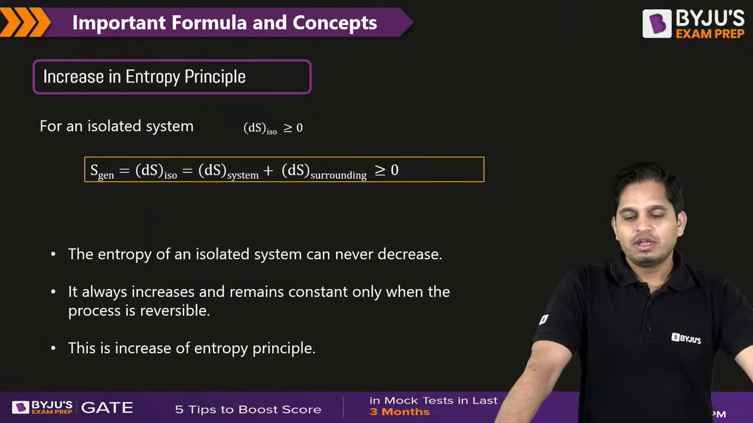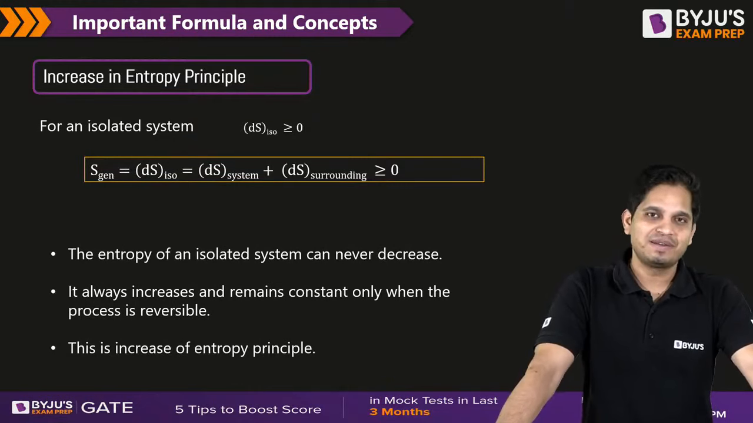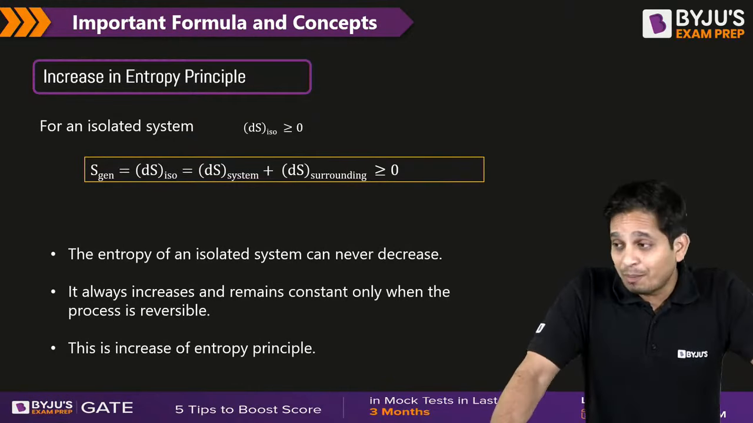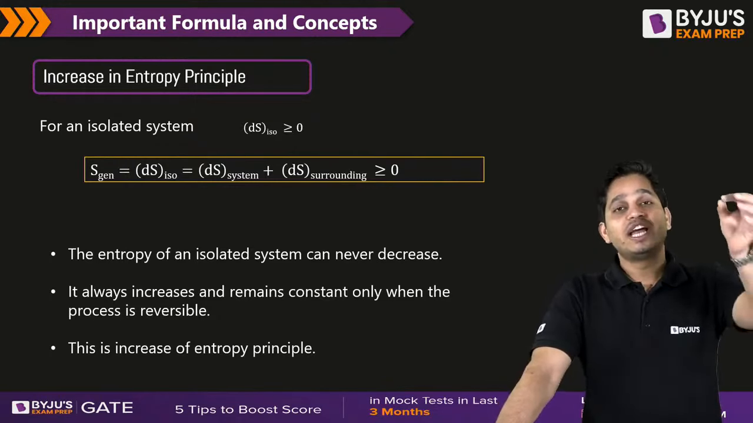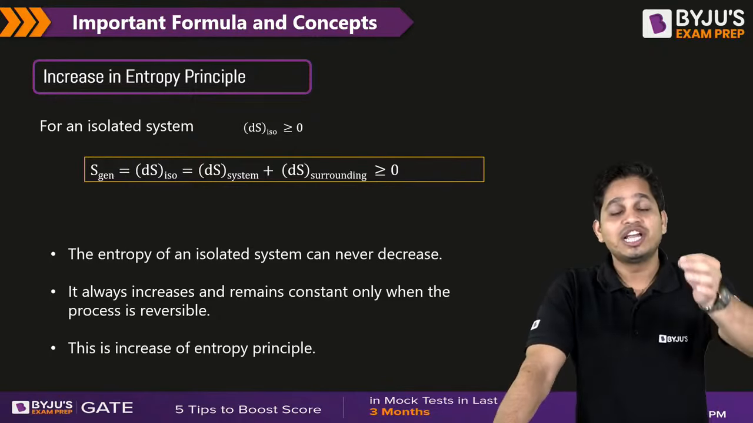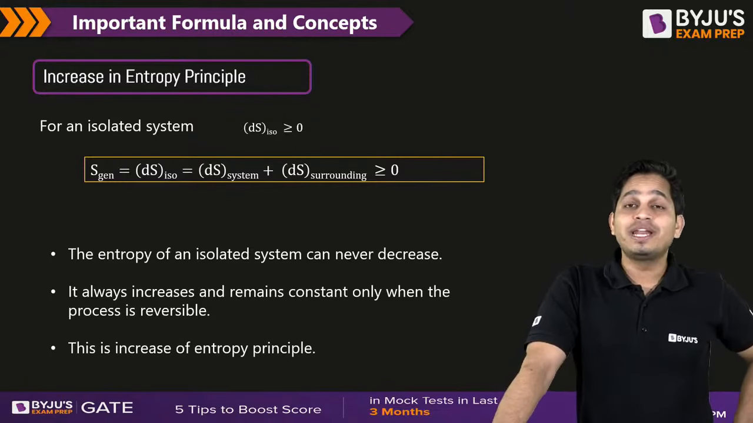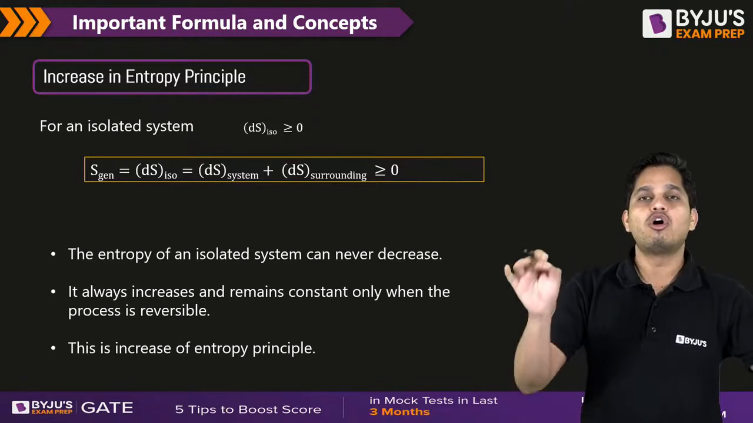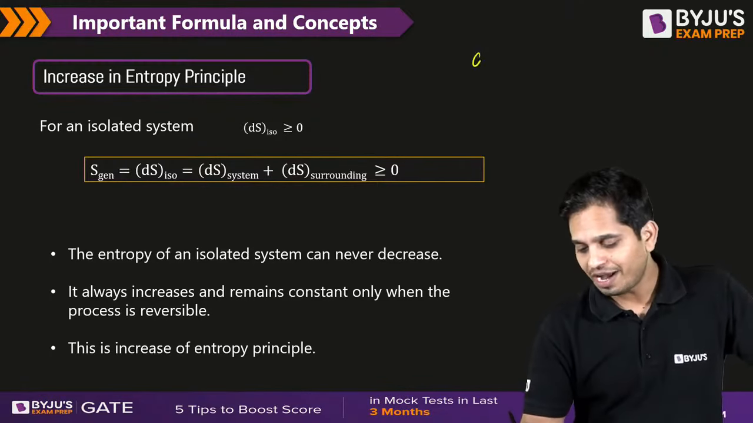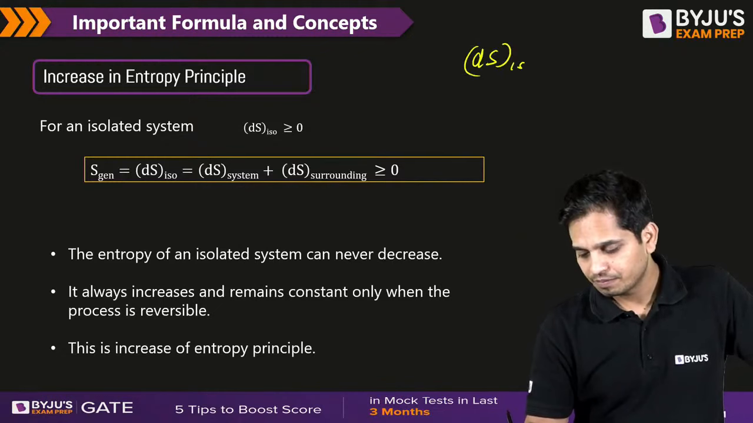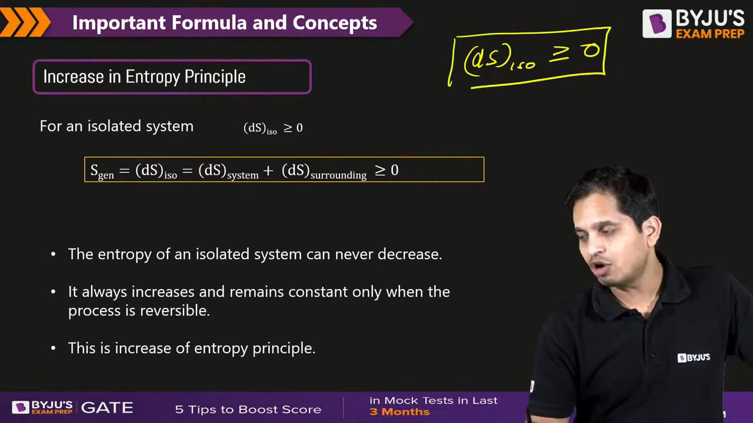Chalo. Increase in entropy principle. What does the increase in entropy principle say? That the change in entropy in an isolated system will always be greater than or equal to 0. Okay? For an isolated system, change in entropy will always be greater than or equal to 0.